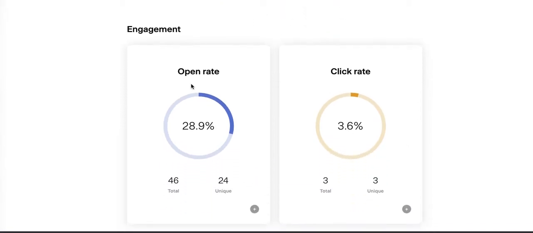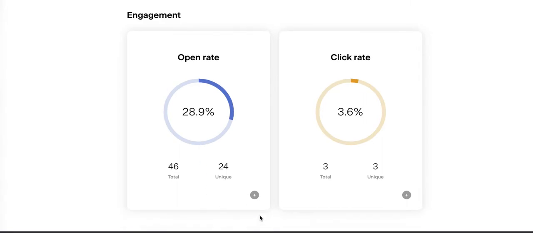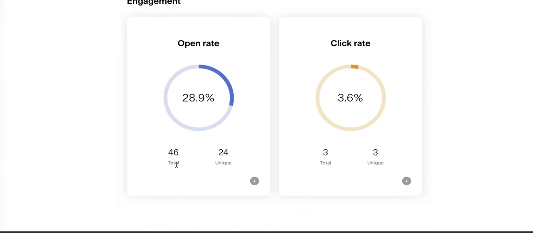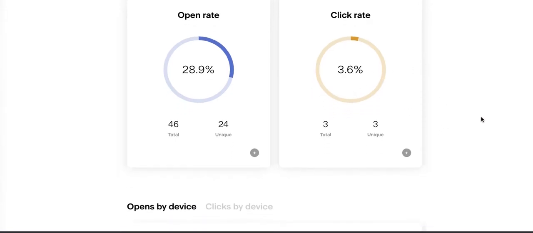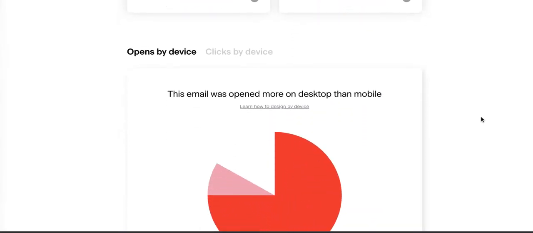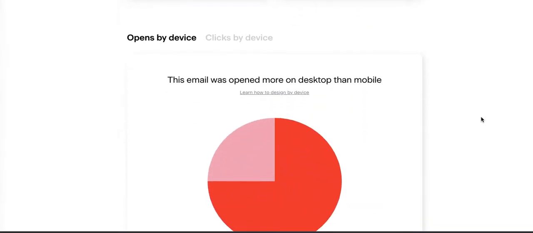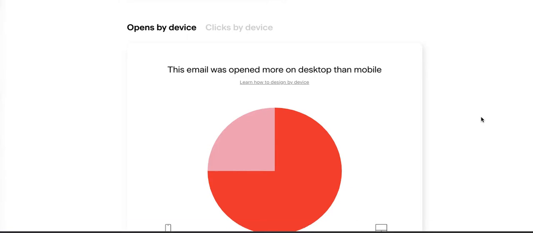All right, so here's the engagement, right? So you can see the open rate, opened 46 times, 24 of those were unique. Here's the click rate, 3 clicks and 3 uniques. Opens by device. Again, this is really helpful info to have, especially if you are somebody who is not tech friendly or you're not a developer, but you want to know how people are interacting or engaging with your content.